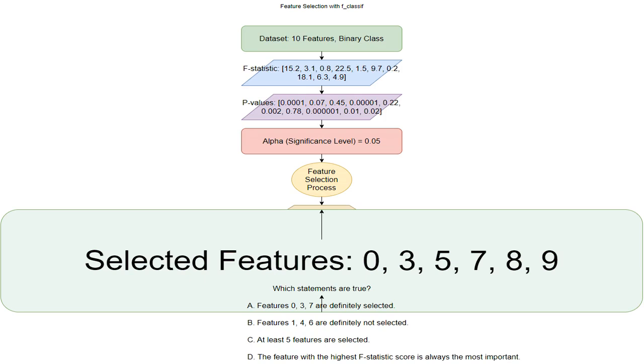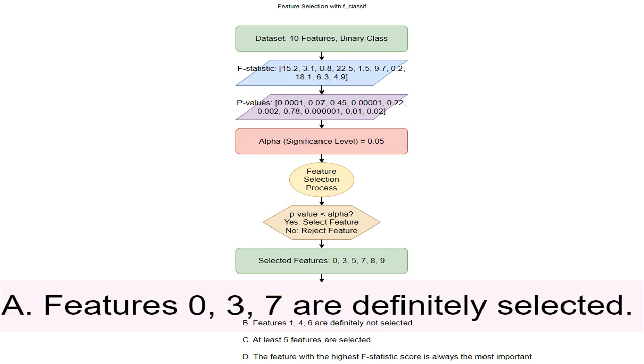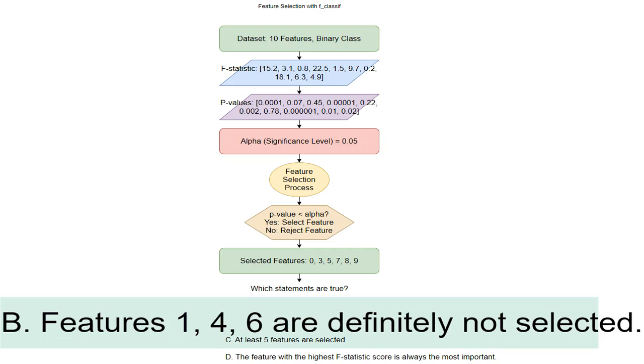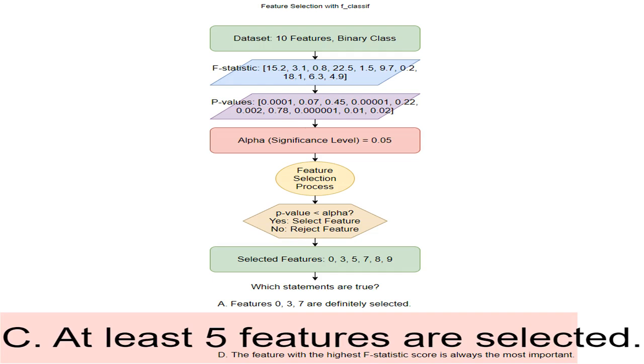This is the question that asks to check our understanding of the feature selection process. This statement is true based on my feature selection process. This is also true based on my feature selection process. Correct. I've selected 6 features, so this statement holds true.